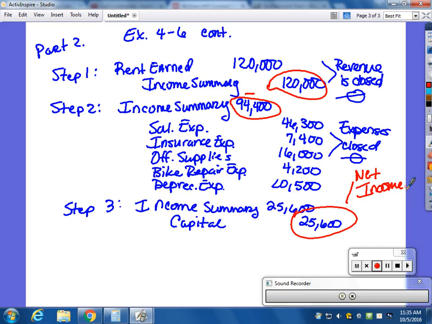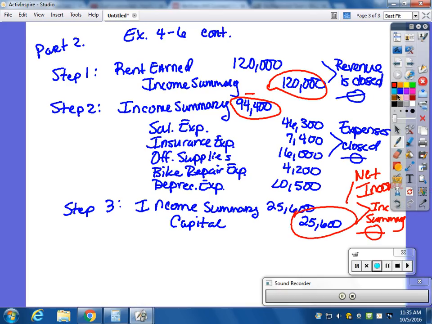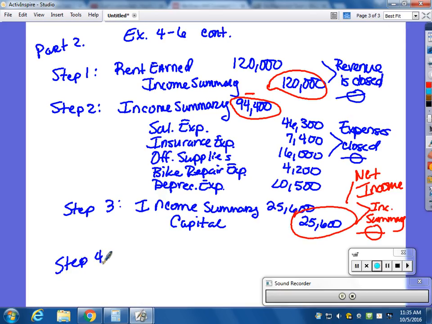What's step four? Now, after this, we can successfully say that income summary is closed to zero. Step four is normally for you to do what? Capital to withdrawals. But there's no journal entry because there were no withdrawals.